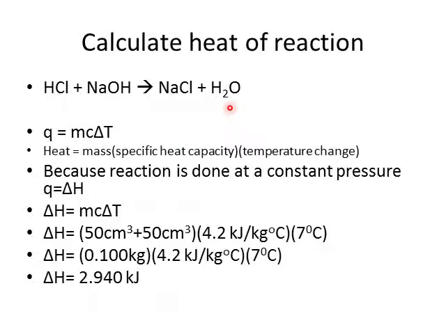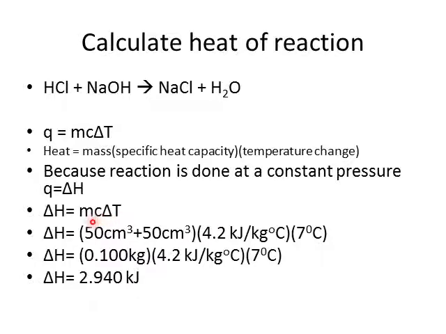The equation for calculating heat change is Q is equal to M times C times delta T, where Q is heat, M is the mass, C is the specific heat capacity, and delta T is the temperature change. Because this reaction is done at a constant pressure, we can say that Q is equal to delta H, enthalpy. So our equation changes to delta H is equal to M times C times delta T.